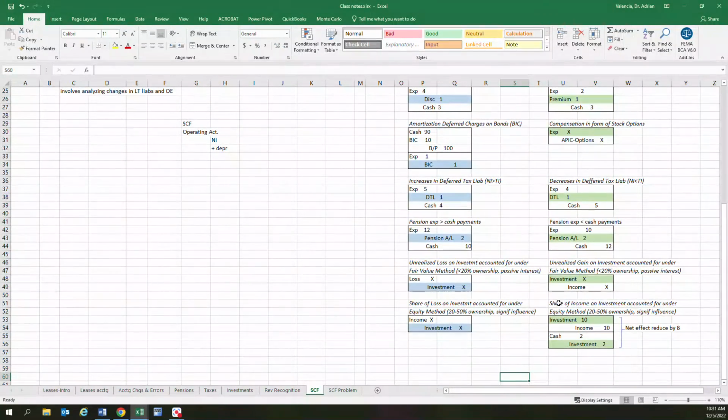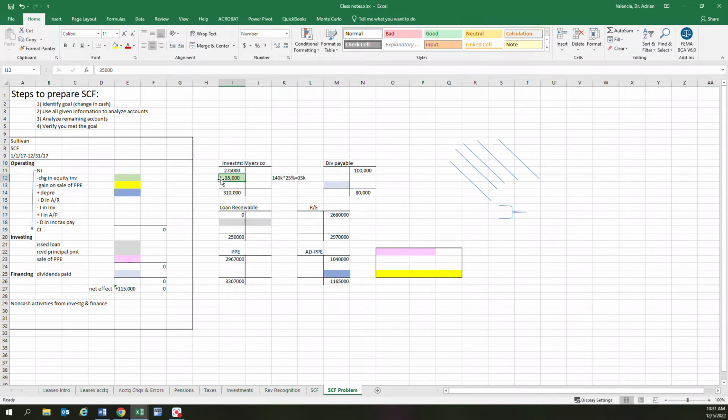when you have the share of income from an investment that is accounted under the equity method, when you incorporate that, it increases the investment account and it also increases the income. But this increase in income did not require a cash outflow. So because of that, you're going to go to the statement of cash flows, and I have a line here that says minus the change in equity investment for the profit that was recognized. So that's minus $35,000.